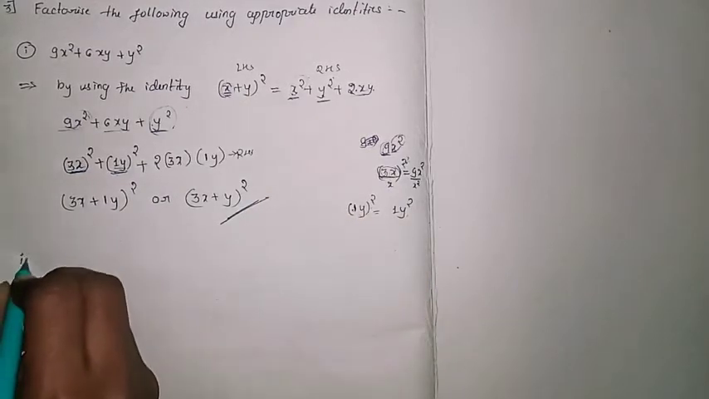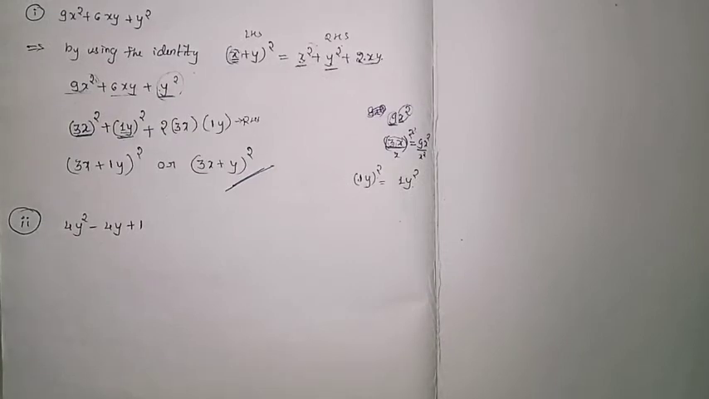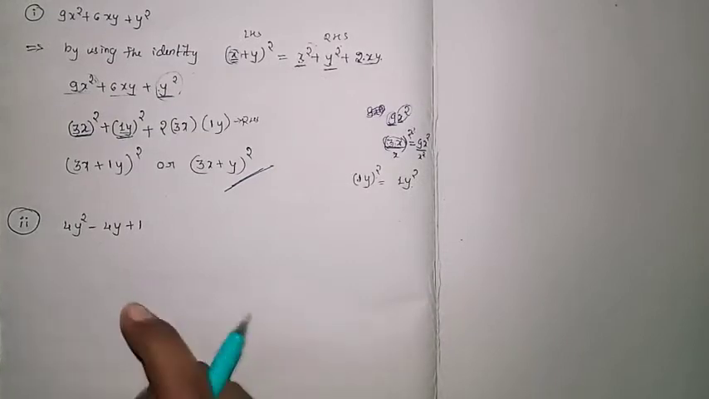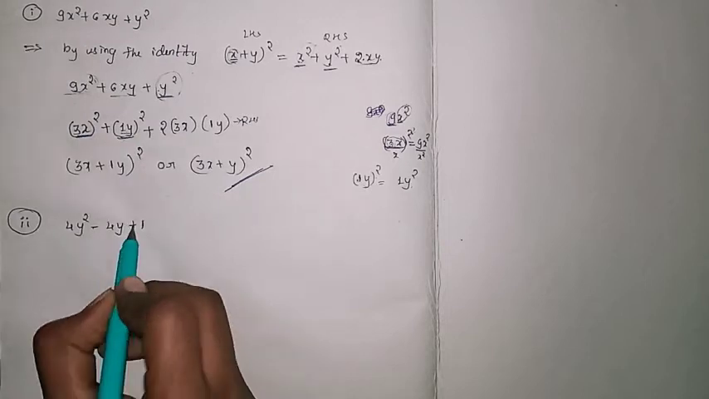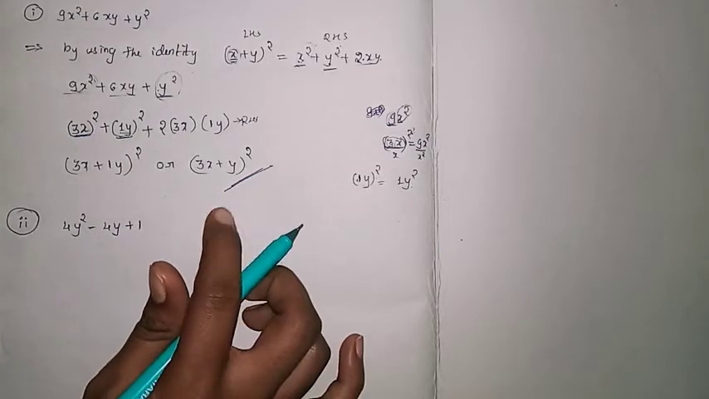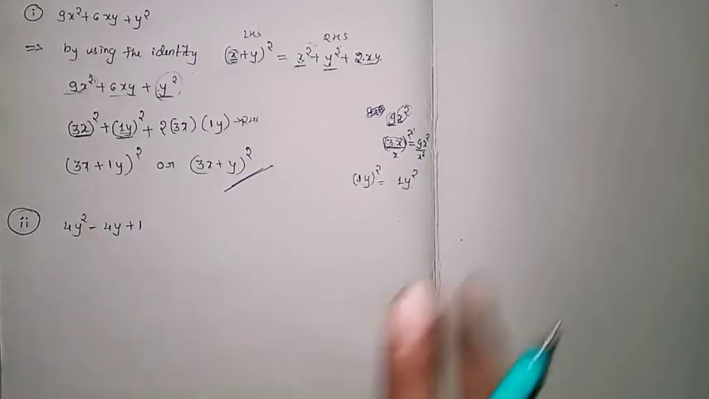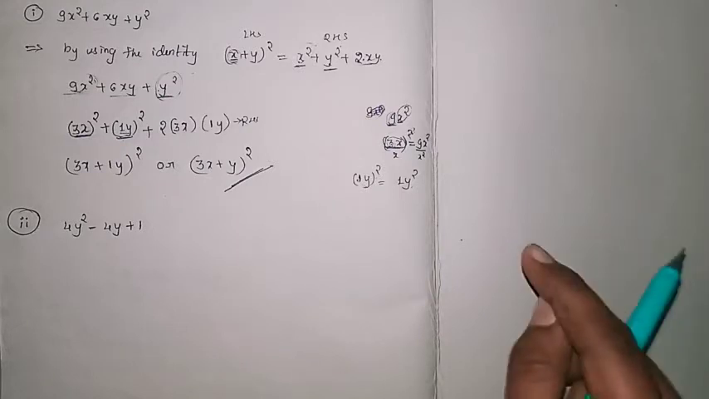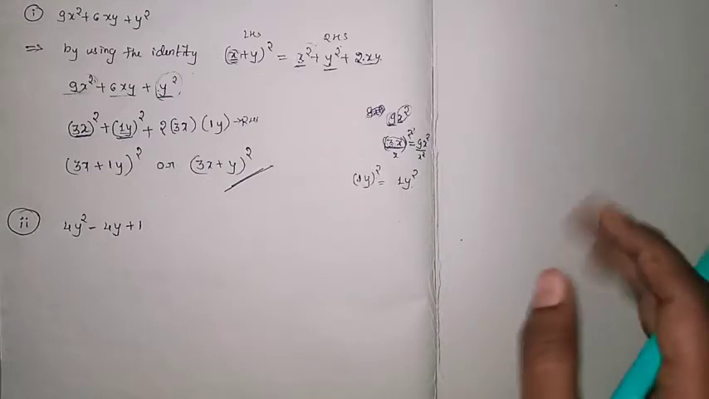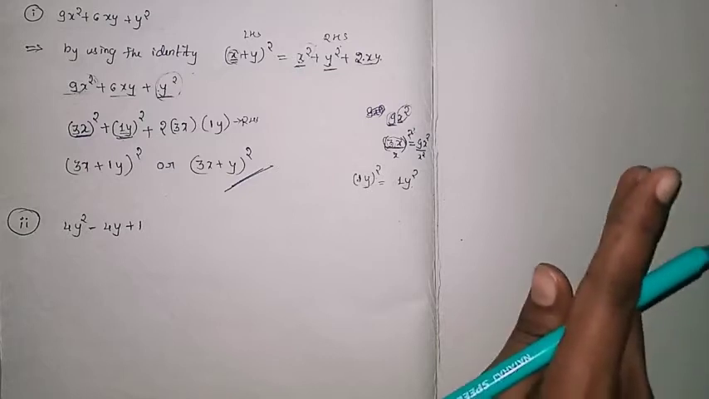So let's move towards the second problem. So observe the second problem. What I told, first you have to observe the sign. So one is positive, one is negative, and another thing you have to observe is the terms. So the answer we are getting has 3 terms. So there are only 2 possibilities in the identities. One is (x plus y) whole raised to square, another one is (x minus y) whole raised to square. So there are only 2 possibilities.